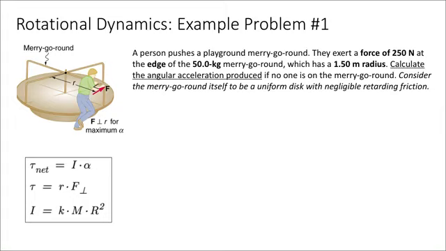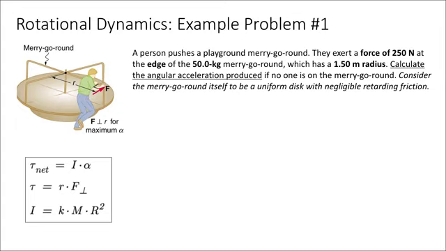All right, in this example problem, we're told that a person is pushing a playground merry-go-round, and we've got an image here on the left-hand side. And we know that they exert a force of 250 newtons at the edge of the 50 kilogram merry-go-round, which has a radius of 1.50 meters.